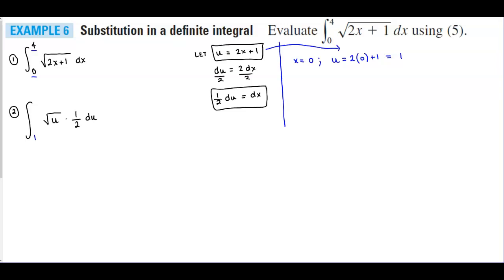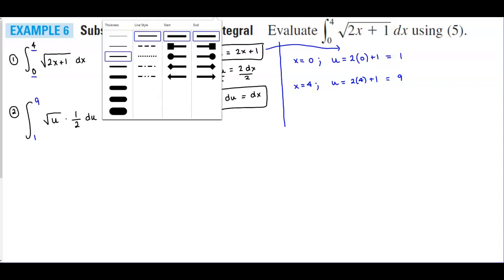And then we also know that the upper limit is 4, so x is going to equal 4. So we have u, which is now going to equal 2 times 4 plus 1. Well, that's 2 times 4, 8 plus 1, which is 9. So now the upper limit is going to become 9. Now we can go ahead and evaluate this integral.